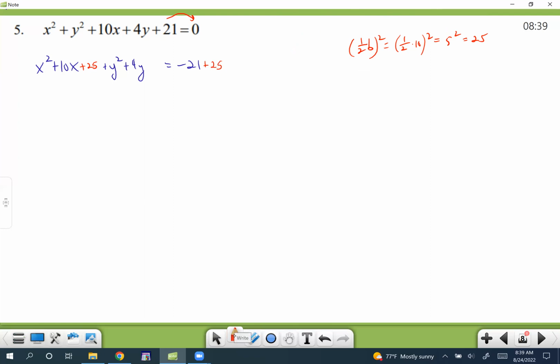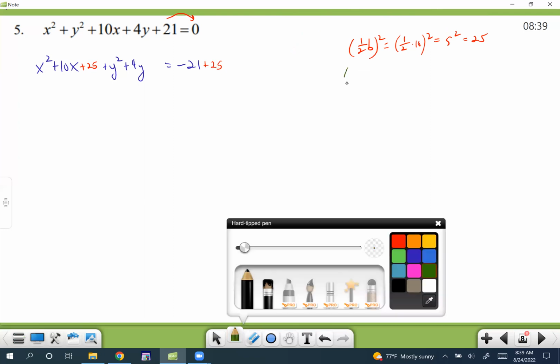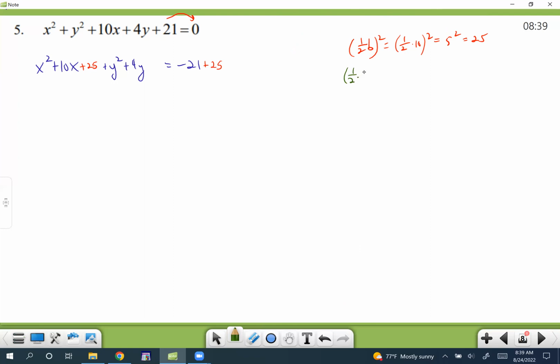All right, let's try it again. This time to the 4. So oops, we're going to do half of b and square it. So we're going to do half of 4 and square it. Half of 4 is 2. 2 squared is 4. So if we put a plus 4 here, then we got to put a plus 4 there.